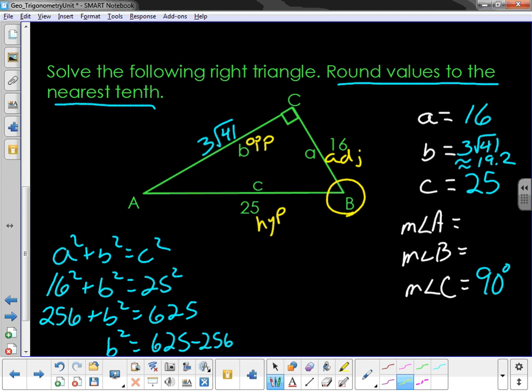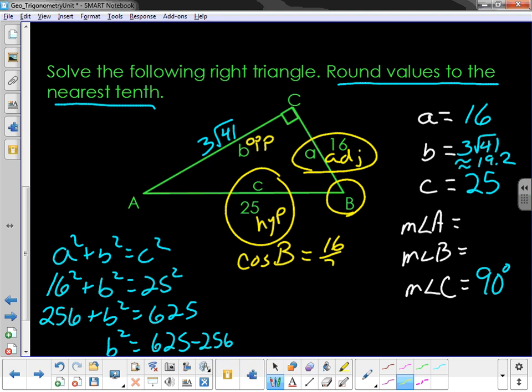Now, we were given the 16 and the 25, so those are the 2 sides we really want to use, more so than the one we found, especially not the decimal number that we found, because that was a rounded number. So I want to use these 2 sides. Now, when I look at that, I got adjacent and hypotenuse. That's cosine. So the cosine of angle B would be 16 over 25.